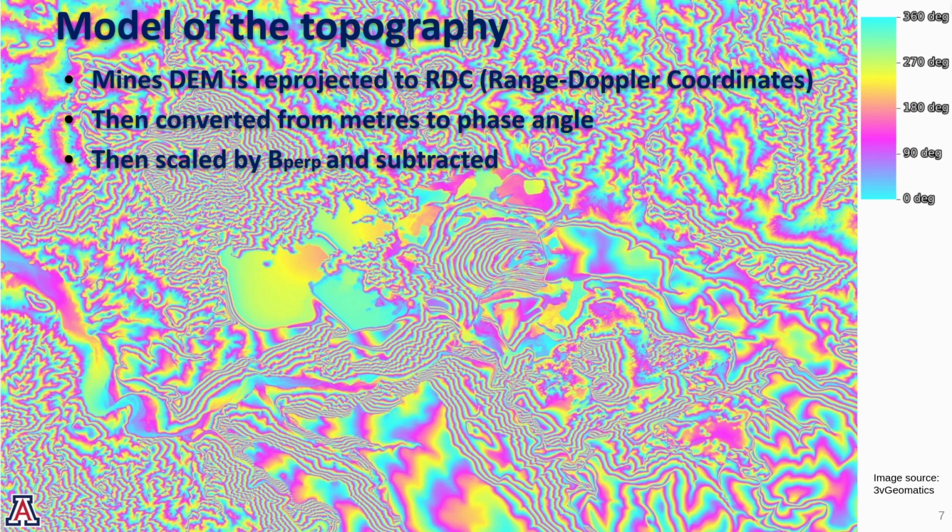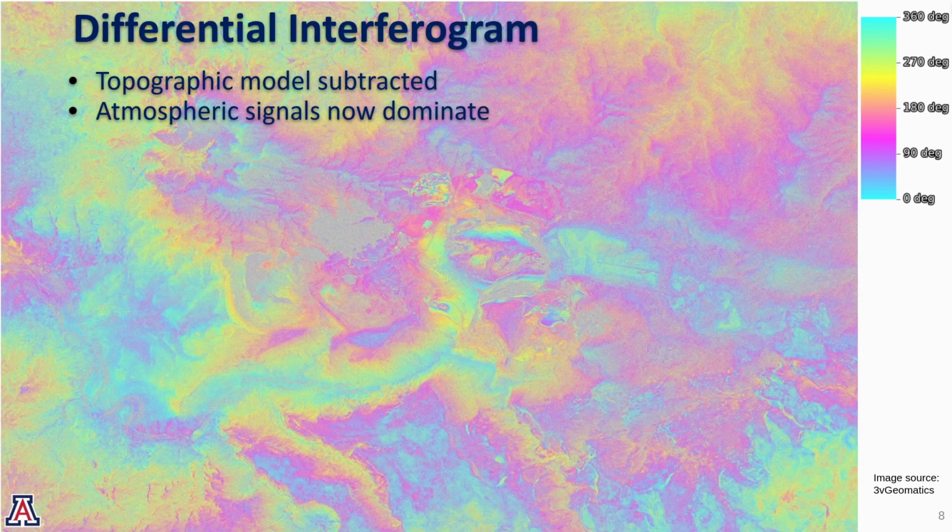Subtracting the model from the interferogram gives us this. Hopefully you're getting a sense of how each stage attempts to explain more and more of the variance in the phase. With the topographic signal removed, this is now commonly termed a differential interferogram.